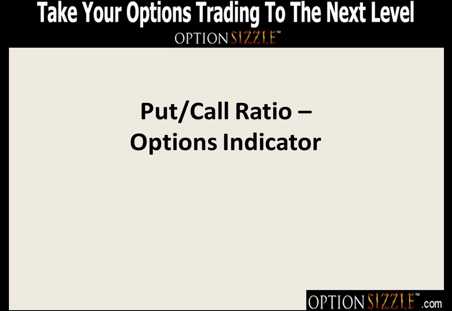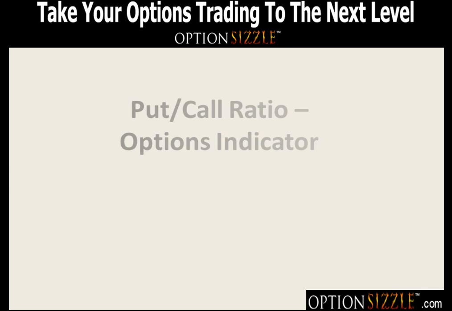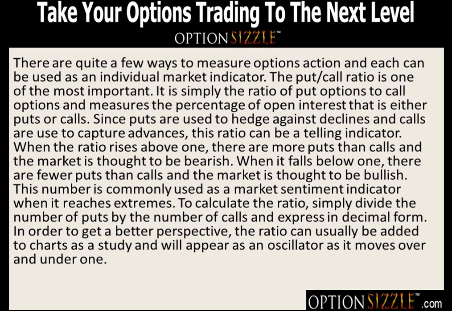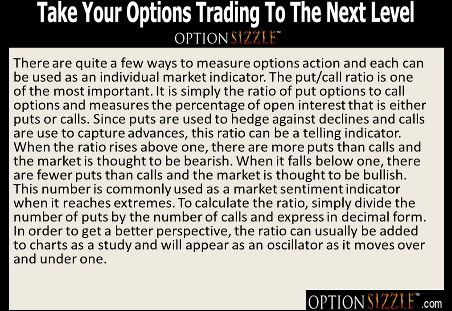Put-call ratio options indicator. There are quite a few ways to measure options action, and each can be used as an individual market indicator. The put-call ratio is one of the most important. It is simply the ratio of put options to call options and measures the percentage of open interest that is either puts or calls. Since puts are used to hedge against declines and calls are used to capture advances, this ratio can be a telling indicator.